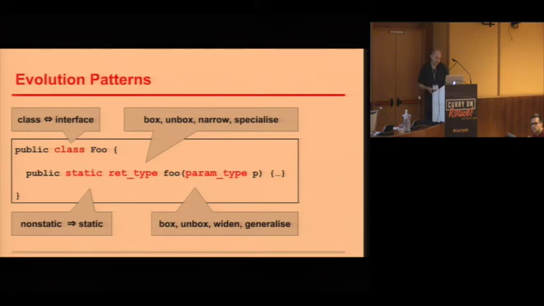So we set out to address a number of evolution patterns which are compatible from the compiler point of view but cause binary incompatibility. For instance, if you change a non-static method to a static method, if you box, unbox, widen, or generalize a parameter type, or if you box, unbox, narrow, or specialize a return type of a method. Those are the evolution patterns we wanted to support, and where we wanted to avoid binary compatibility problems.